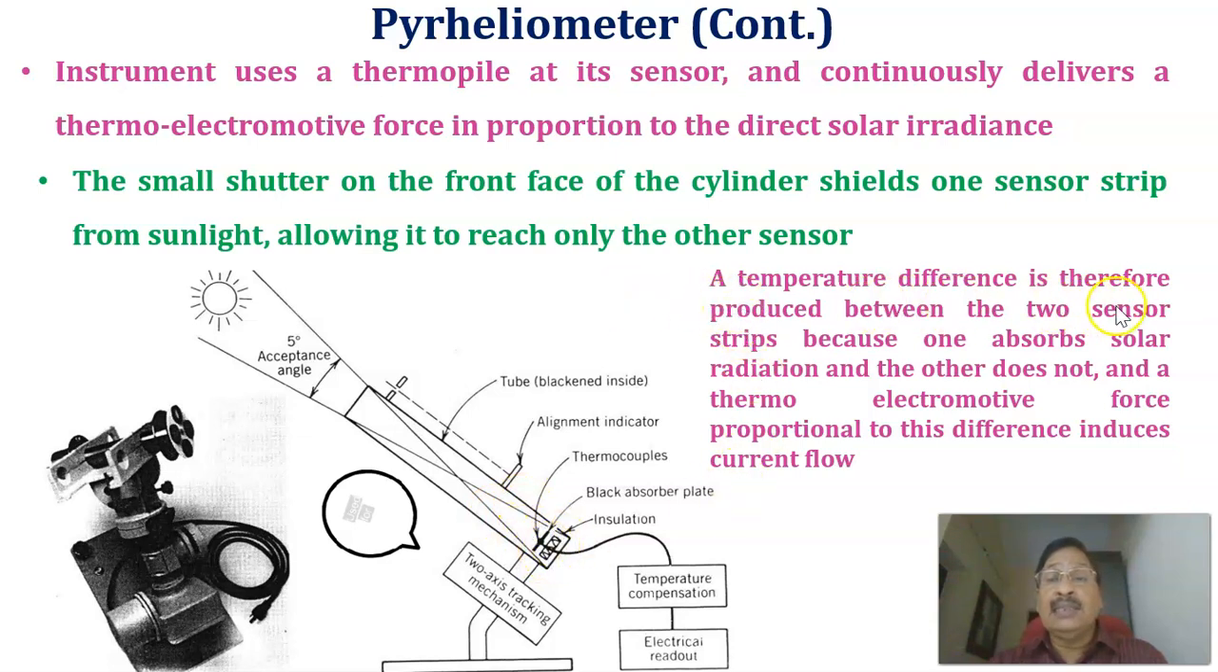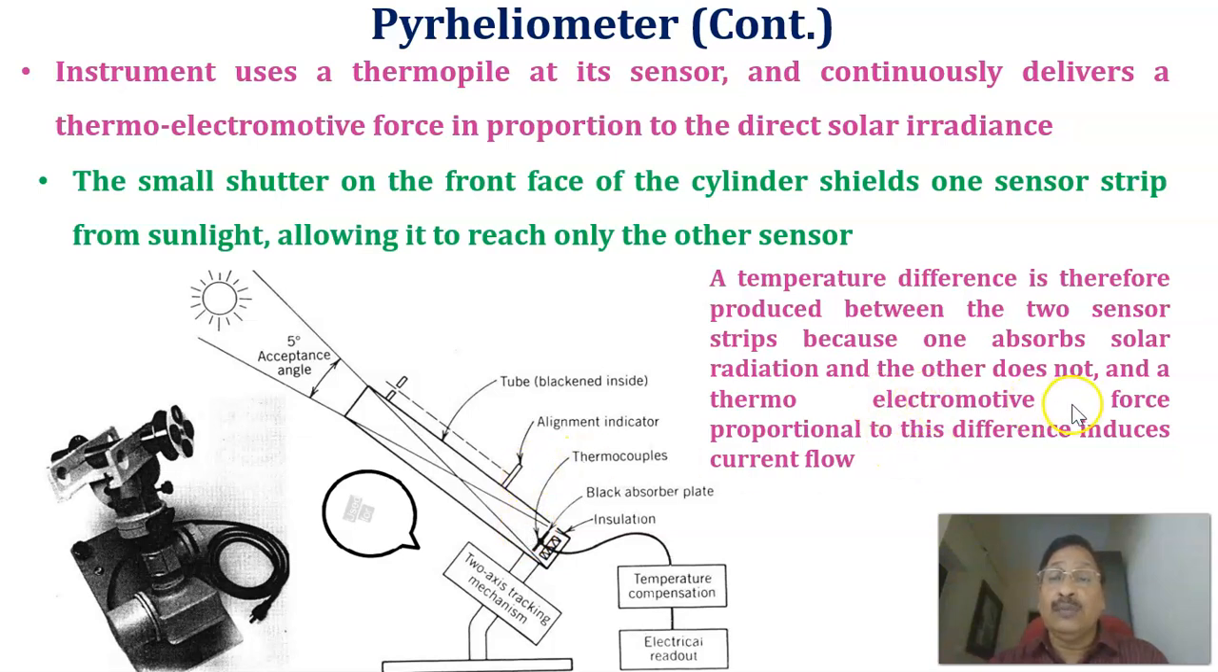Therefore, a temperature difference is produced between the two sensor strips, because the black surface absorbs the radiation and its temperature rises. The other one does not absorb the solar radiation; that is called a white surface. One surface does not absorb the solar radiation, and the black surface does, and because of the temperature difference, that difference is measured using a thermocouple arrangement.